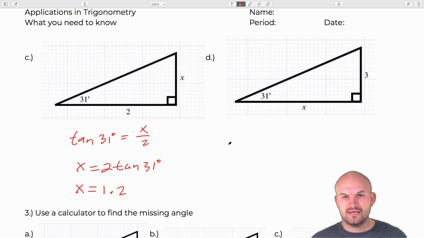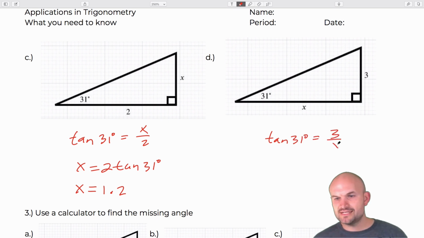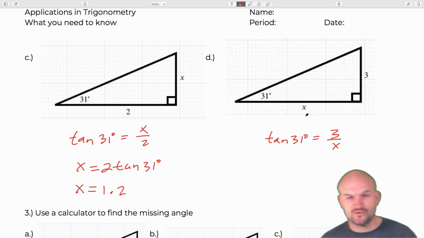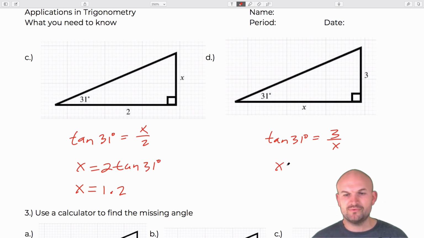And then last but not least, here's this one. So we write tangent of 31 degrees equals 3 over x. Well, again, now if we were to multiply x and then divide by tangent of 31, we get x equals 3 over the tangent of 31 degrees.